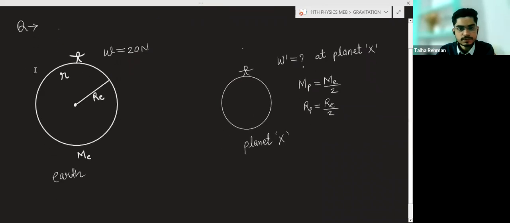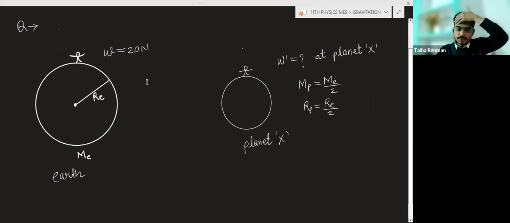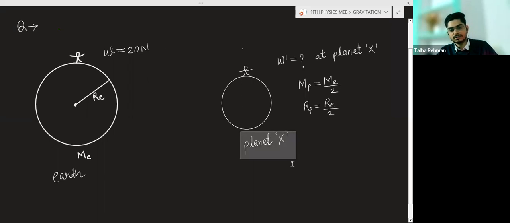Now this is the question. This is the Earth. The mass and radius of the Earth are given, and this is a person on the surface of the Earth having a weight of 20 Newton. Now somehow this person moved to the planet X. On the surface of planet X, we have to find the weight of this person, given that the mass of this planet is half of the mass of the Earth, and the radius of this planet is half of the radius of the Earth.